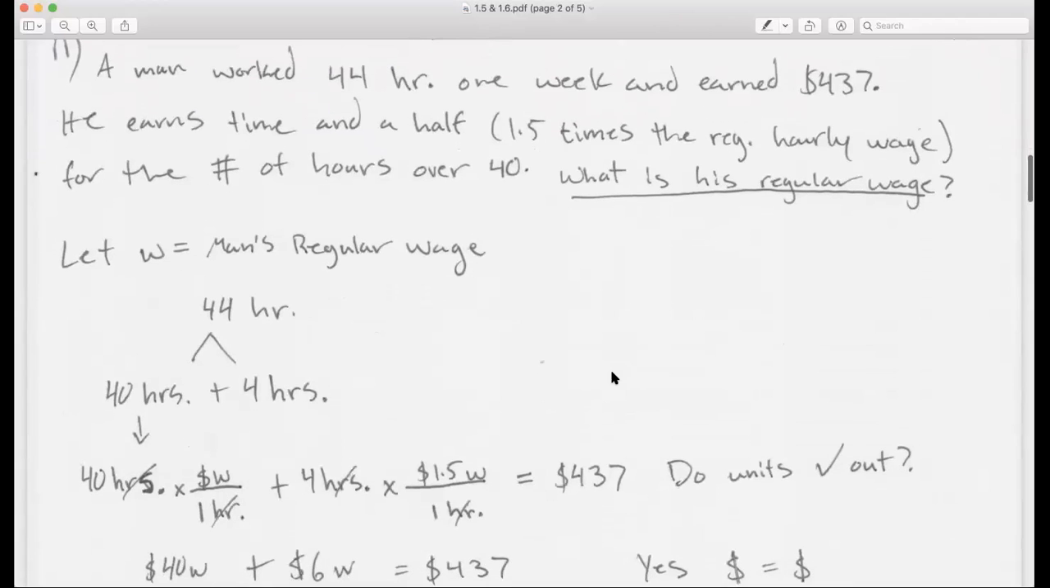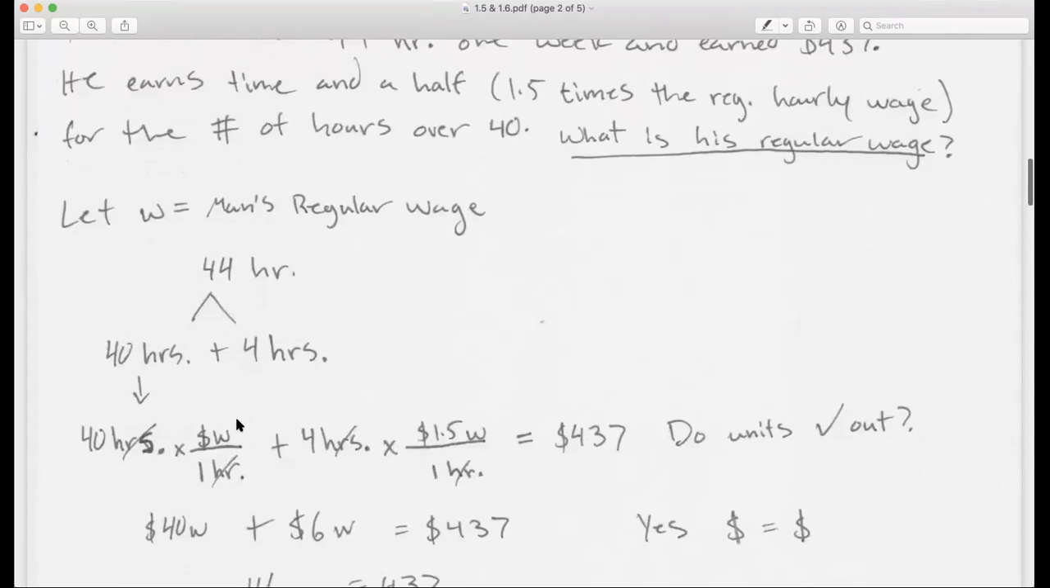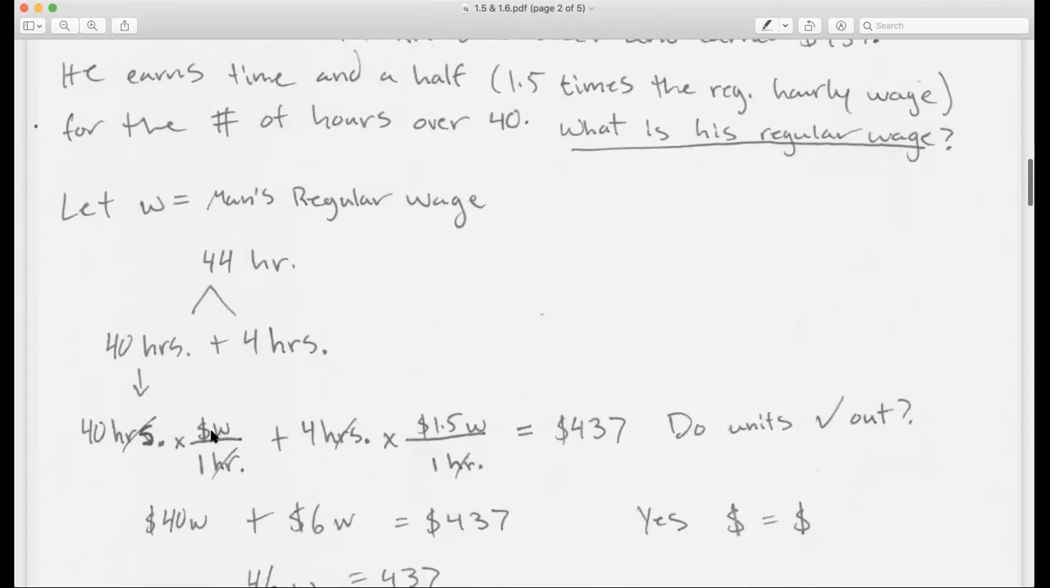Okay, I changed it to man, but you can think lady if you want. But I basically rewrote the question. I'm going to say let W equal the man's regular wage. The numbers are all the same. I split up the amount of hours he worked into 40 plus 4 hours, because this 4 hours is his overtime rate. So then I said, let's make an equation. So 40 hours times his hourly wage plus 4 hours times his time and a half wage should equal 437.